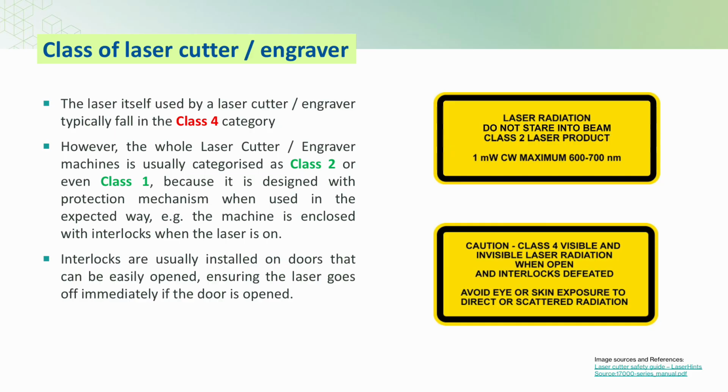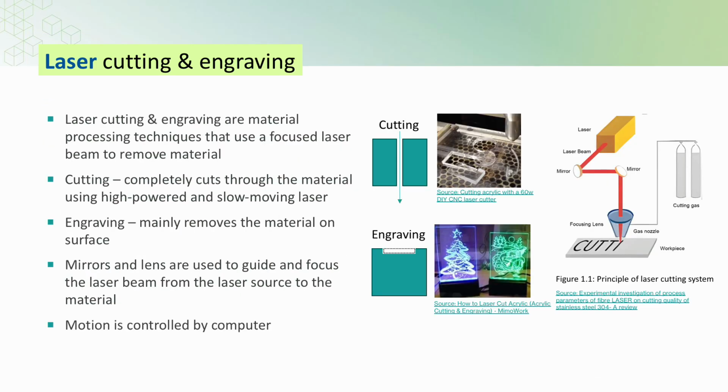Laser cutting and engraving are material processing techniques that use a focused laser beam to remove material. Cutting is about completely cutting through the material using laser at high power and slow movement. Engraving is about mainly removing the part of the material on surface.